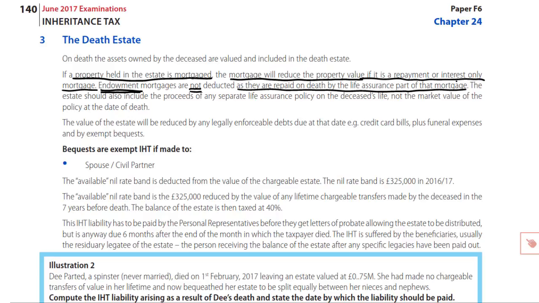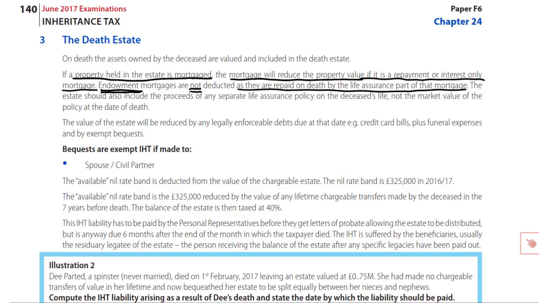As I say, the basic reason being, every month when you pay your mortgage, what you are paying is partly a premium on a life policy, such that if you were to die within the period, the terms of that endowment mortgage, then automatically there is enough there in the life policy to pay off that mortgage. So if as a result of your death that is triggered, the mortgage is paid off. Therefore, it's not a deduction from the value of the property. So we deduct interest only or repayment mortgages. We do not deduct endowment.